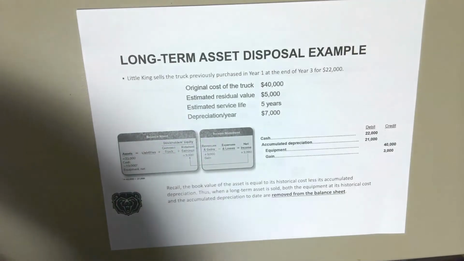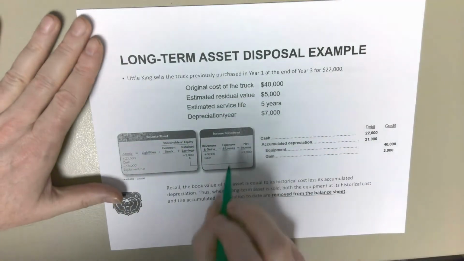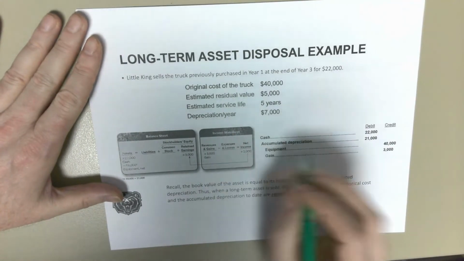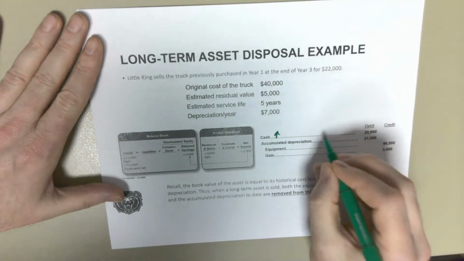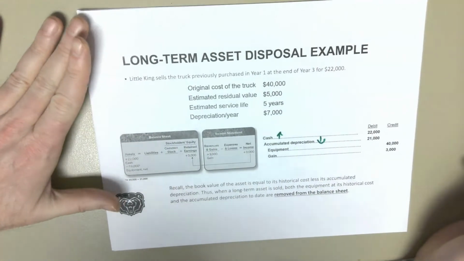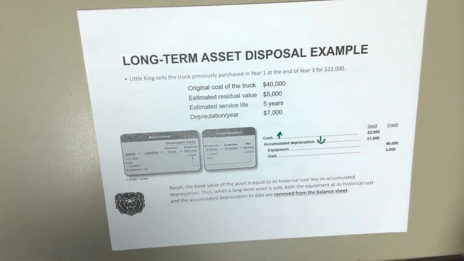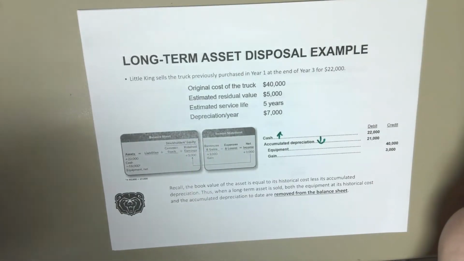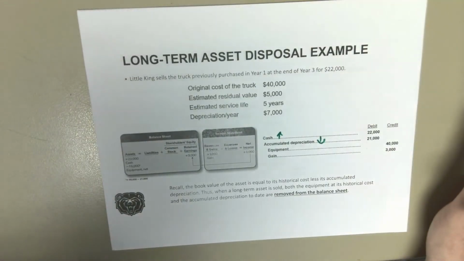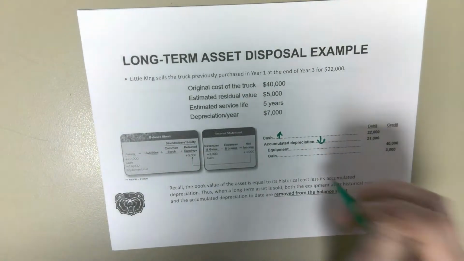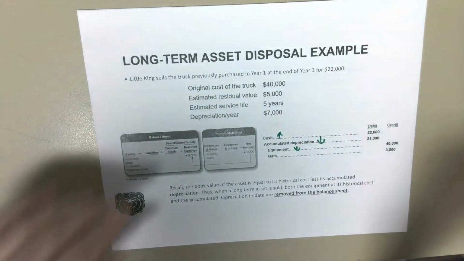Now, how do we journalize that? How do we record that? Well, we're going to increase our cash, our asset, because we got cash for it. We're going to decrease our accumulated depreciation. We have to get that off our books now, right? We cannot leave that accumulated depreciation on our books any longer. And then we are going to decrease our equipment because it's no longer on our books either.